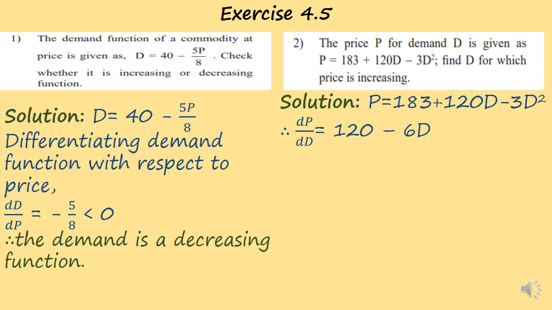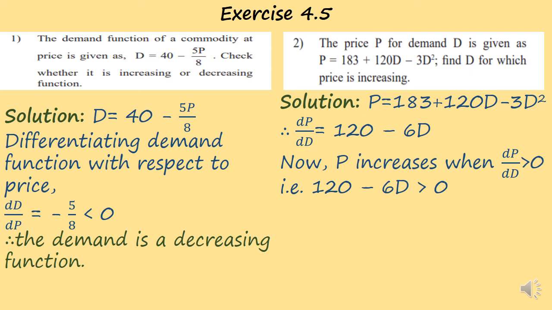Now they have told us to find the demand for which price is increasing. So we say that price increases, that is P increases, when its derivative is positive. That is dP/dD is greater than 0. So that means 120 minus 6D, the derivative function is positive, greater than 0, which comes out as 120 greater than 6D or 60 greater than D by dividing both the sides by 6.